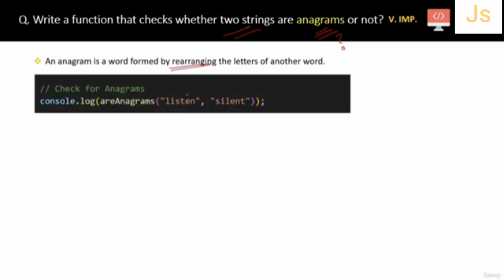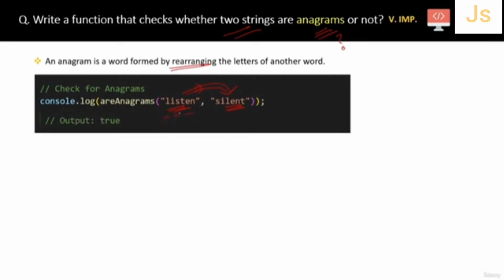First of all, we should know what an anagram is. An anagram is a word formed by rearranging the letters of another word. Suppose you have these two words, listen and silent, right? Now you can closely observe that by rearranging the letters of the word listen, you can get silent, okay, by using the same letters. That means they are anagrams, okay? So the output of this anagram check should be true, okay? So how to solve it?